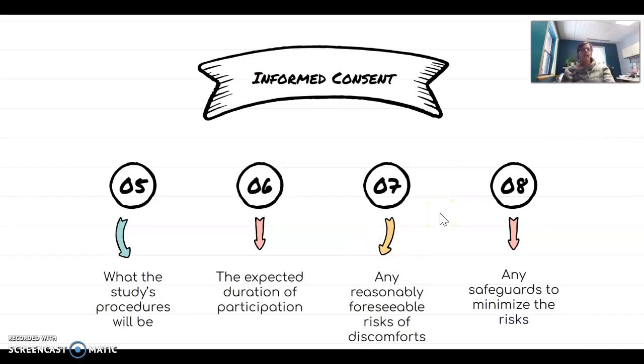Number 7, you want to outline any reasonably foreseeable risks or discomforts. And so if you're talking about asking questions about mental health, you might want to preface that this might trigger uncomfortable emotions or something. You don't want to go into too much depth and scare them, but you have to be aware and let them know that there might be some risk. And then you need to say if there's any safeguards to minimize the risk. So for college students, most college campuses have students able to access free counseling, or at least some sort of counseling services. So that would be something you maybe want to identify, that in the event that this caused some sort of physical or mental distress, this is who to follow up with.